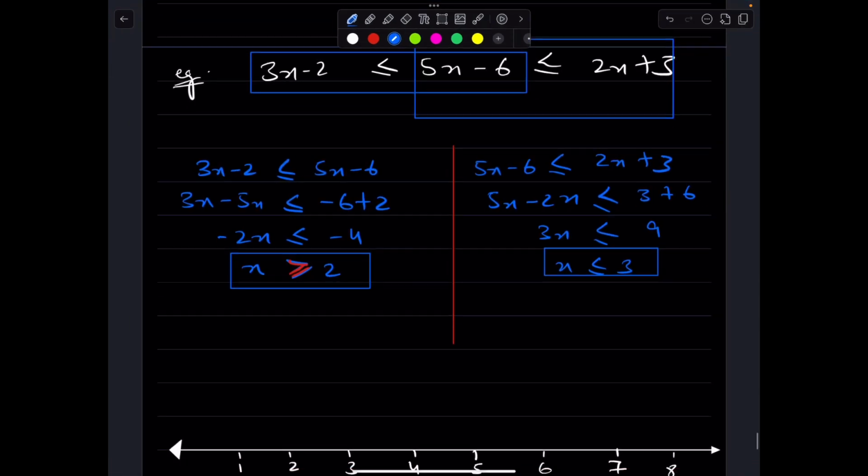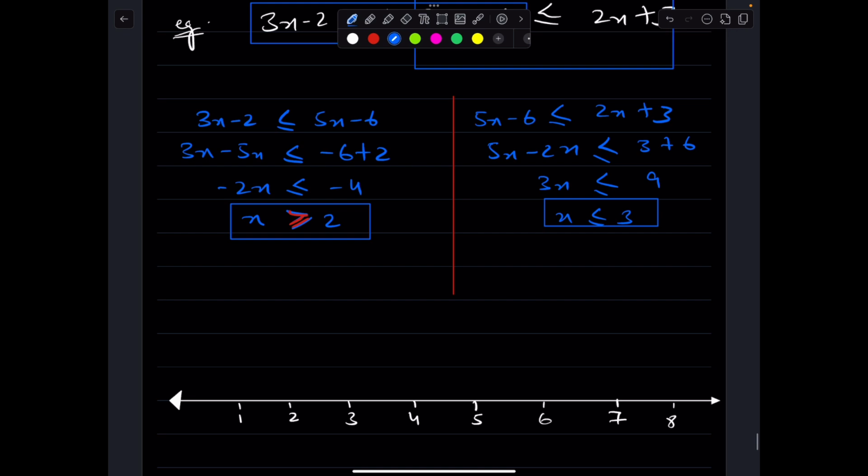So now, how do we represent these two separate inequalities on the number line? For the first inequality, we'll draw a filled circle at 2, and the arrow will point rightwards since x is greater than equals to 2. In the second case, we have x is less than equals to 3. So we'll make a filled circle, but this time it will point towards the left. And that's it. Linear inequalities are wrapped up.